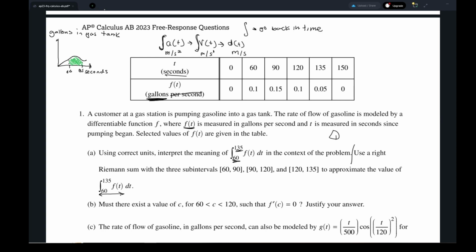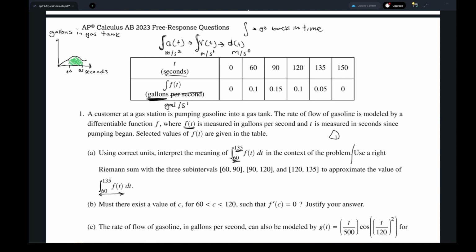Here I have meters per second to the power of 0, right? So it's going back in time. It's removing the unit of measure by 1. So if I find the integral of f of t, follow my rule here. Remove the seconds, right? Remove 1 from the second. That's gallons per second, that's gallons per second to the power of 1, right?